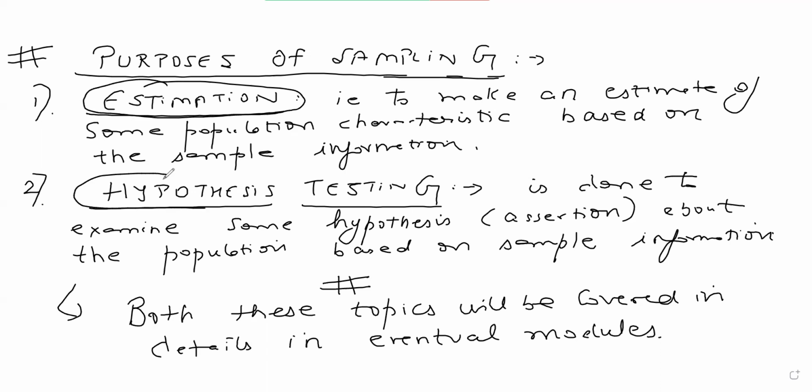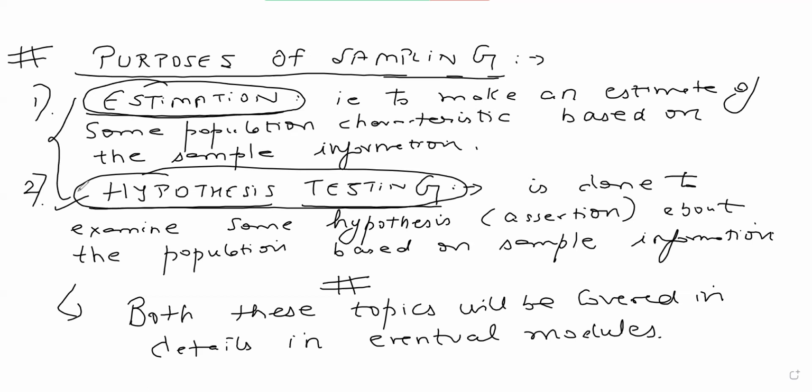theory and hypothesis testing. Estimation, I repeat again, you are using the sample information as estimators of the population characteristic. For example, sample mean can be used to estimate the population mean and so on. Hypothesis testing is you are making a statement about the population and you are testing whether the statement you have made is correct or not based on the sample data you have. So we are going to study both of these in depth in our lectures on inferential statistics later.